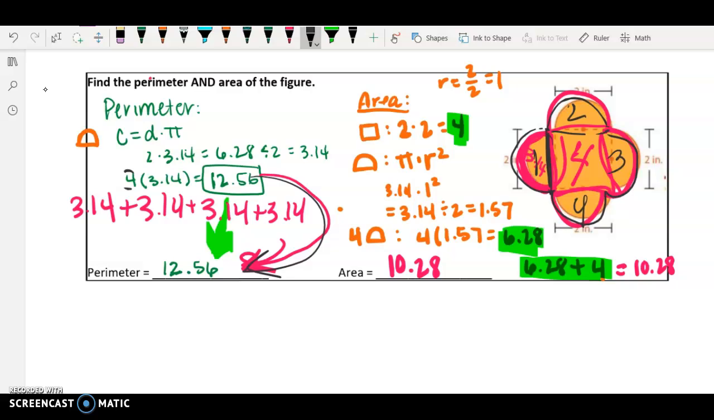Our area, you'll notice that there's a square in the middle, and so we do 2 because that's our diameter on both sides. So 2 times 2 is 4, and so that's where my area of my square is. And then we have a half circle, so we're going to do pi r squared. Remember, our r is half of our diameter, so 2 divided by 2 is 1, so r is 1. 3.14 times 1 is 3.14. Divide by 2 is 1.57. We have 4 half circles, so 4 times 1.57 is 6.28. And then we add that to our 4, so 4 plus 6.28 equals 10.28, and that is our answer for our area.